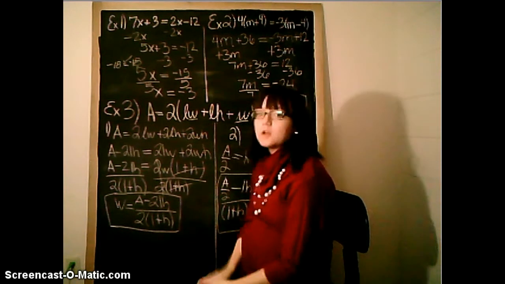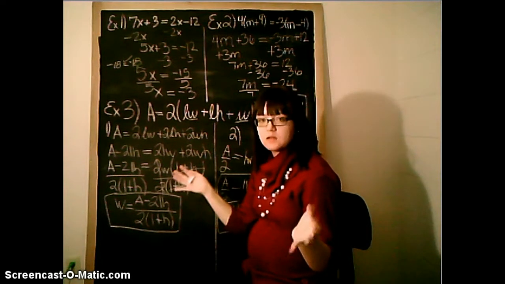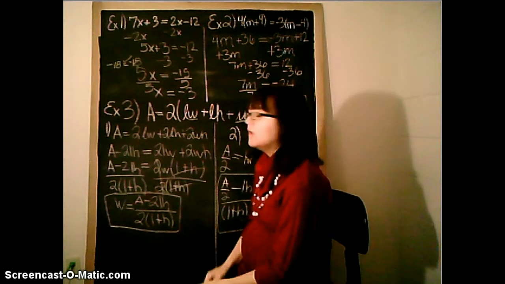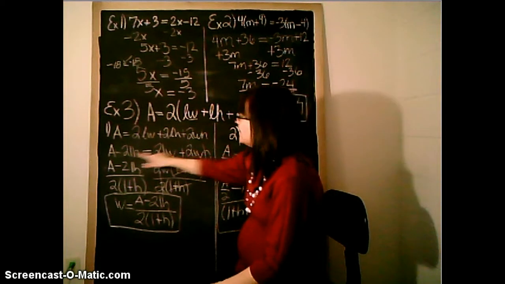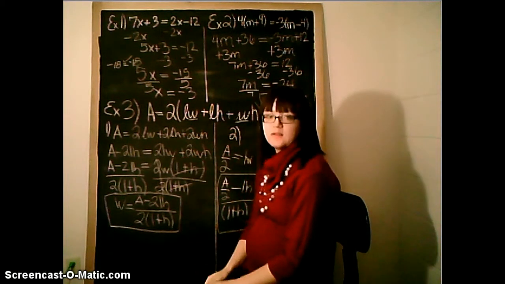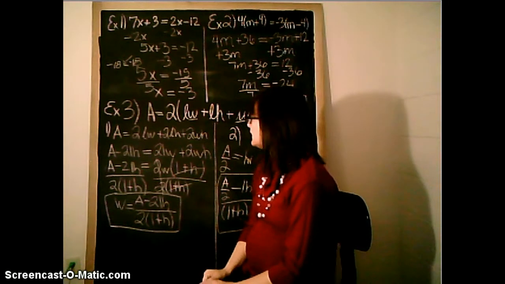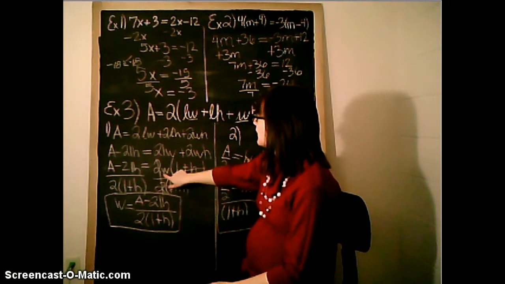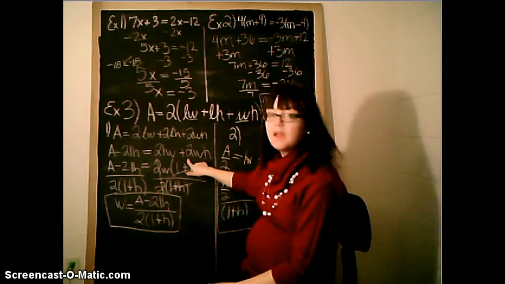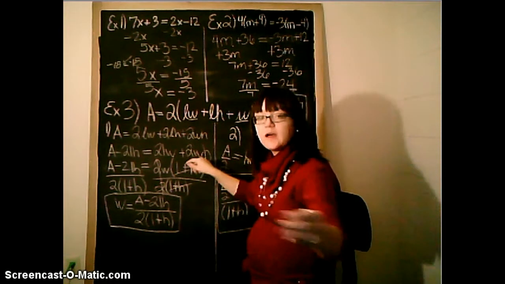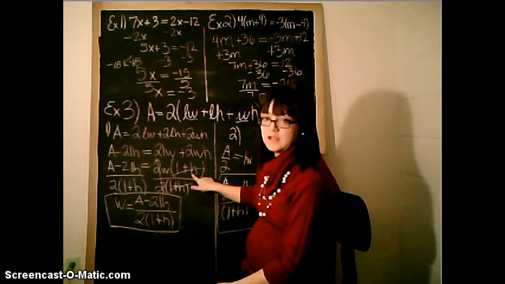Since we're solving for W, you want the W's on one side and the non-W's on the other side. So that's the next step. We just subtract the 2LH over to the other side because it doesn't have a W. Next step for this one is to factor out a 2W because both of these parts right here have a 2 and a W, so you can pull it out. When you do that, it leaves you with an L plus H.